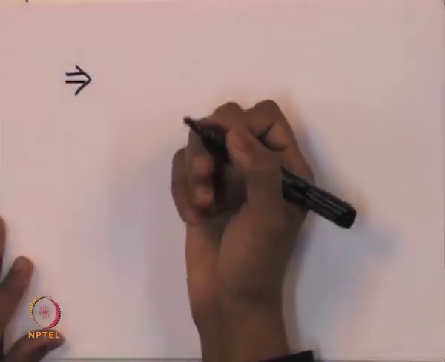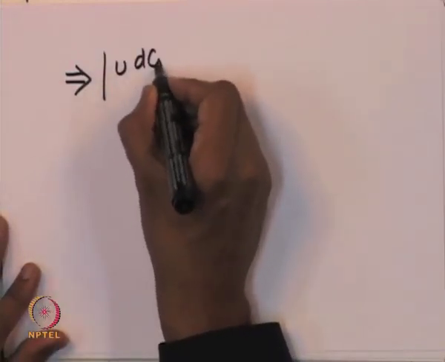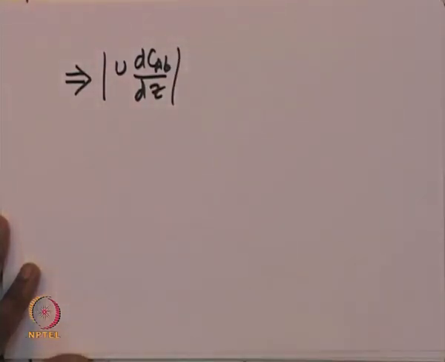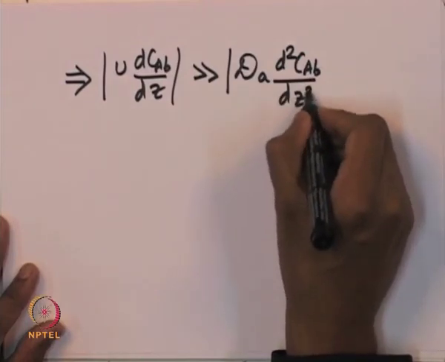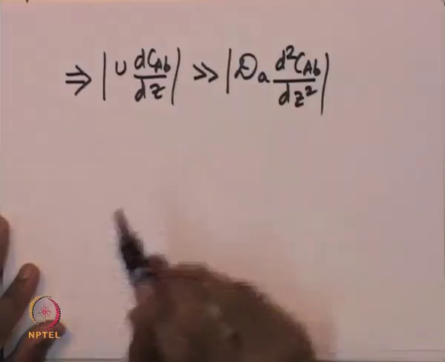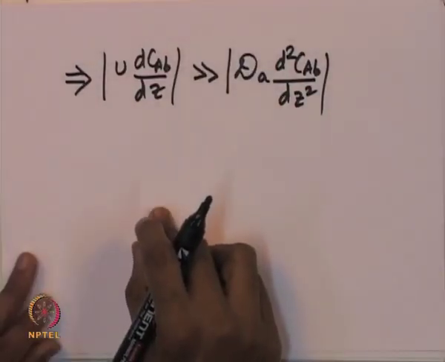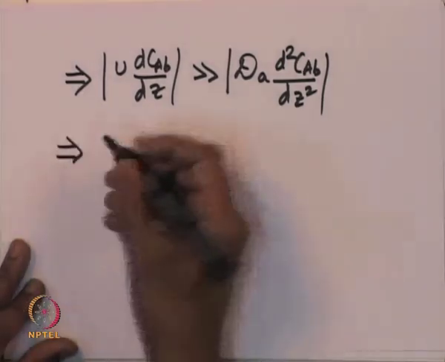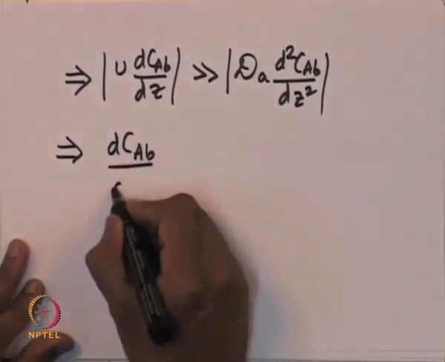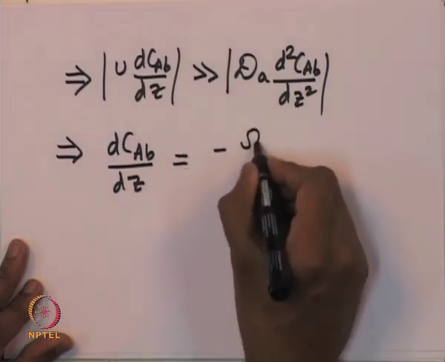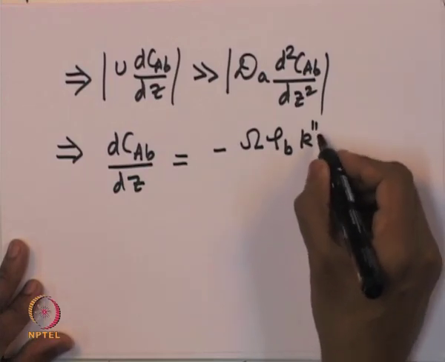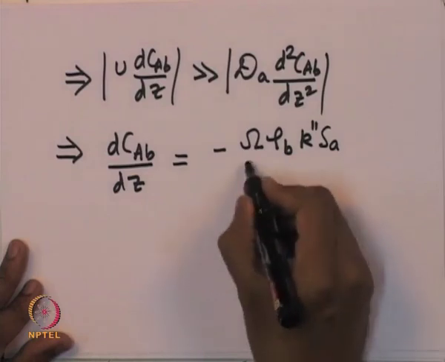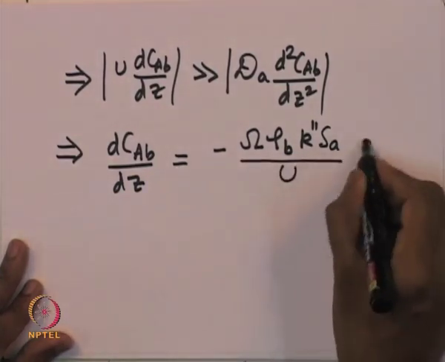This also suggests that the term u times dCA by dz, which corresponds to the convective transport, is significantly larger than the diffusive transport inside the packed bed reactor. Under these conditions one can neglect the dispersion inside the reactor, and the modified mole balance is dCA by dz equal to minus omega, the effectiveness factor, times rho b times k, the reaction rate constant, and SA, the surface area of the catalyst available per gram of catalyst, divided by the superficial velocity, times CAB.